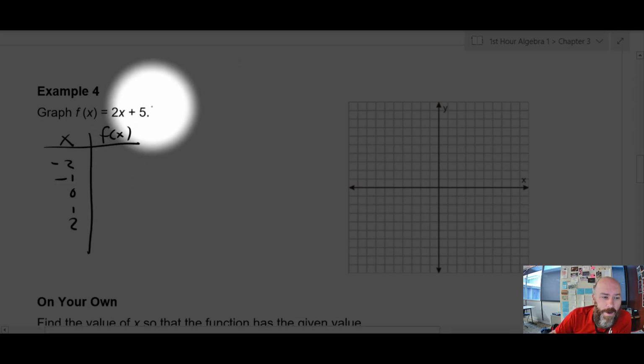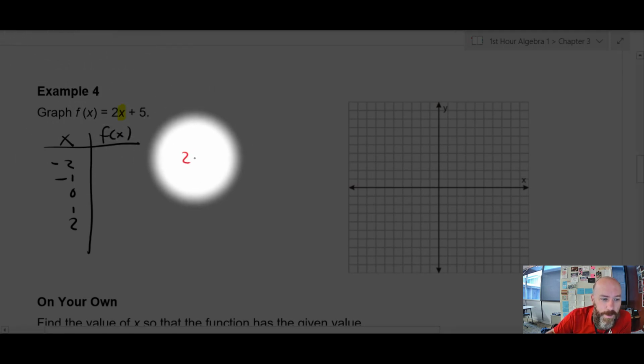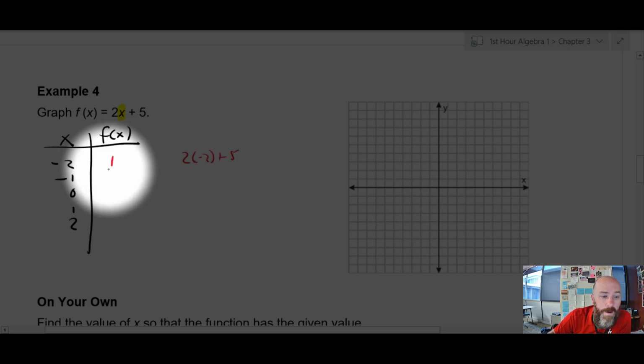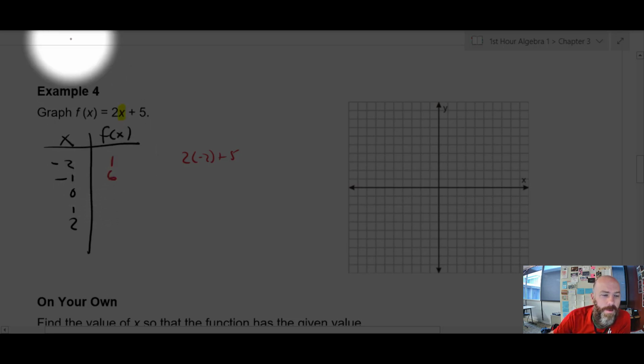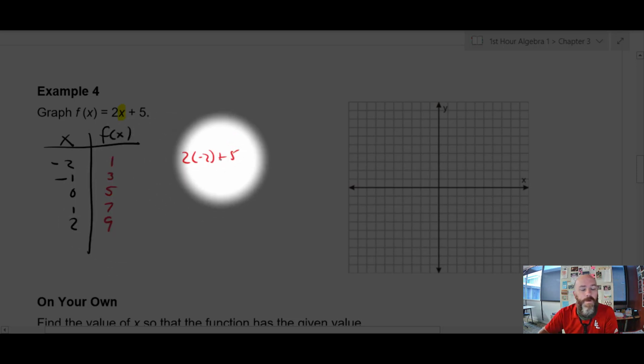So you could do this by hand. You could plug in -2. So I could figure out, well, what is 2 times -2 plus 5? And that's going to be 1. And then I can put in -1 and get, it's going to be actually 3. And then I'm going to get 5, and then 7, and then 9. I can fill those in.